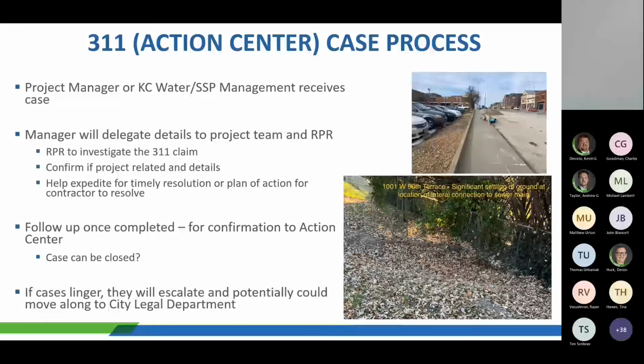The photo there on the bottom right is of a settlement area. The RPR went out on site and took a photo and sent this back to the project team, and also relayed some information from his previous daily report, identifying the repair that was done at this location. So once that's completed, and the contractor knows the plan of action to make a resolution to the 311 claim, go ahead and send a follow-up email. That way the project manager can follow up with the city's engineering department to close the case.